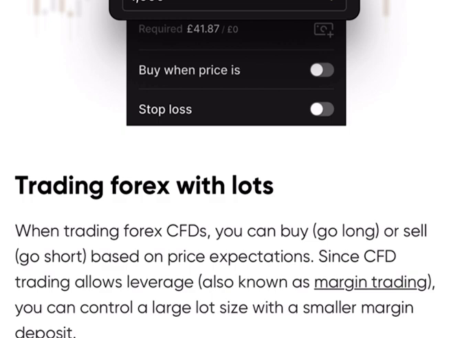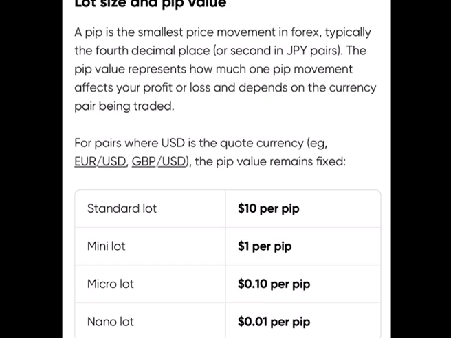Your lot size allows you to determine how much you are going to make in the market, or how much you tend to lose in terms of the position that you are taking in the market. What do we mean by position? Every time you execute a trade, you are taking a position in the market. That's what I want you to know.